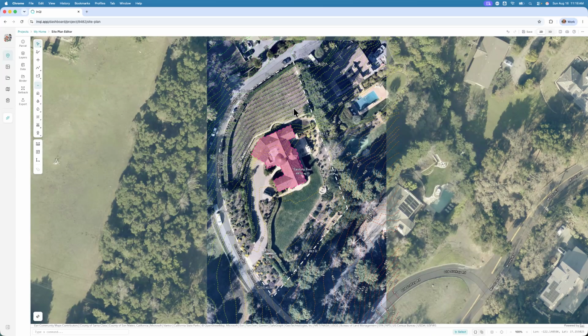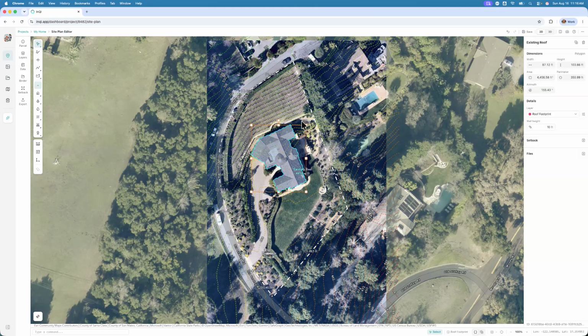On this screen, the two layers that are active, one is the roof line, the other one is the property line, that you can make modifications by changing it around.